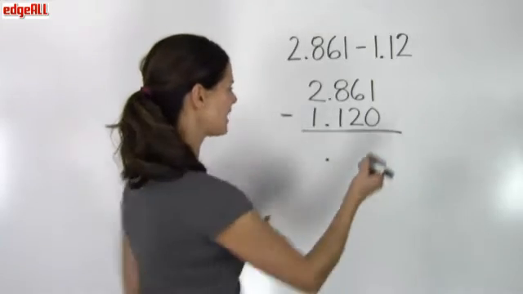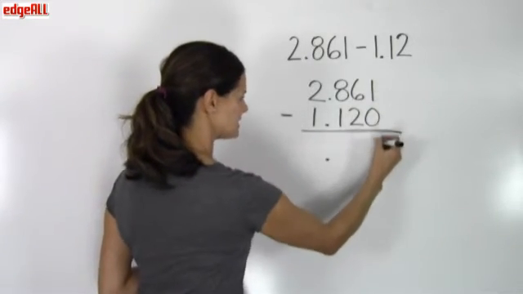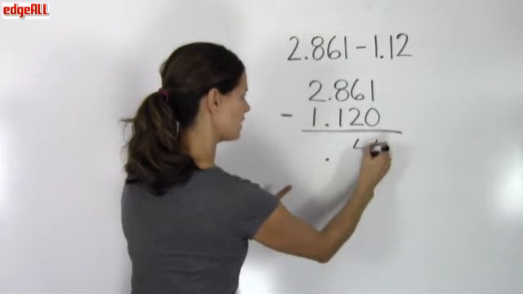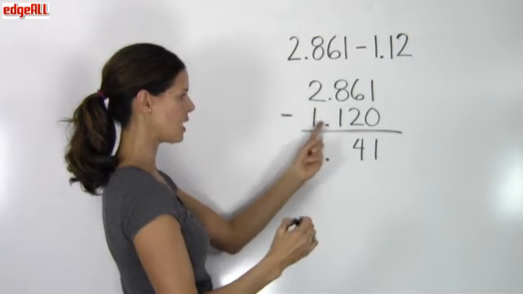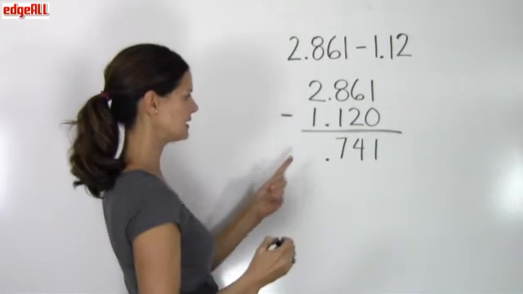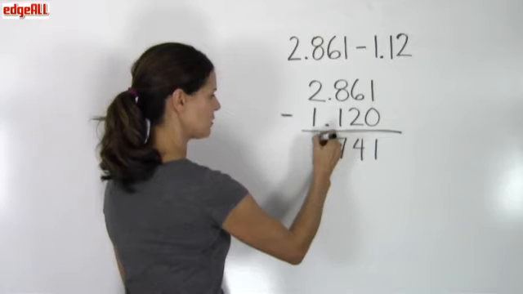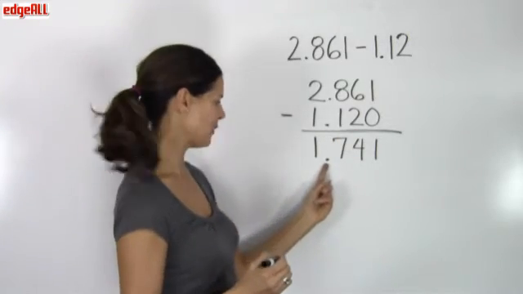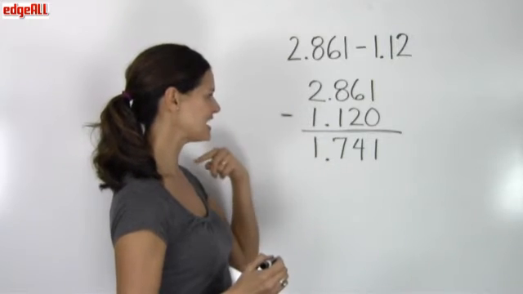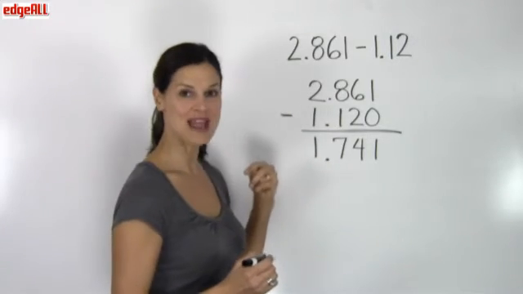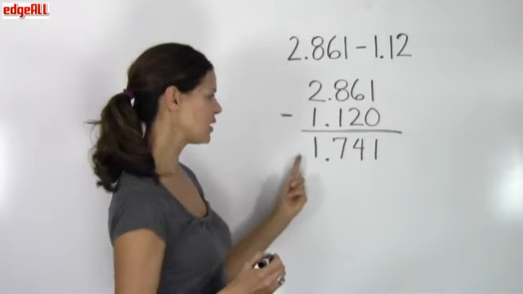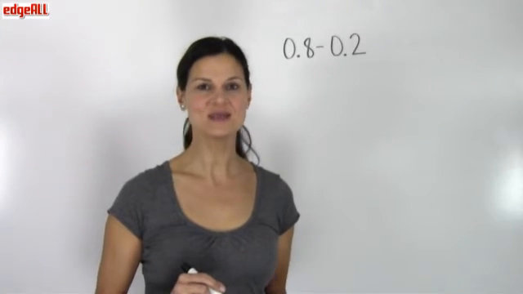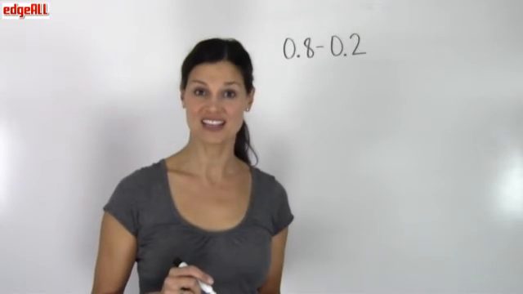So starting over here on my right hand side, 1 minus 0 is 1. 6 minus 2 is 4. 8 minus 1 is 7. 1 away from 2 is 1. And so my answer, make sure you remember your decimal point. My answer to 2.861 minus 1.12 equals 1.741.